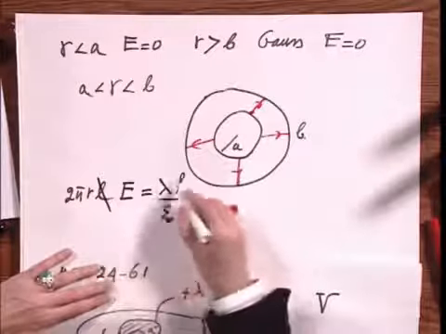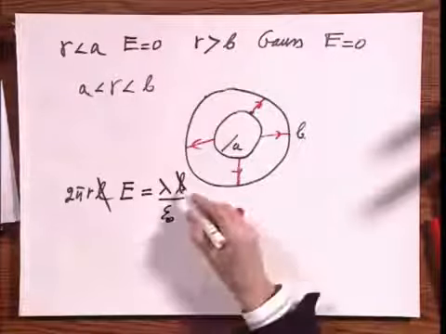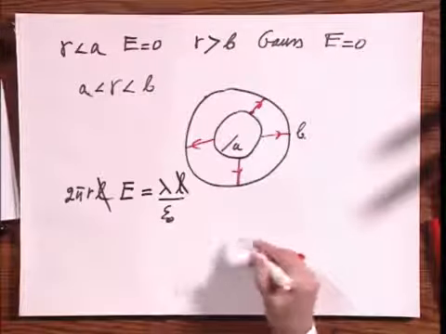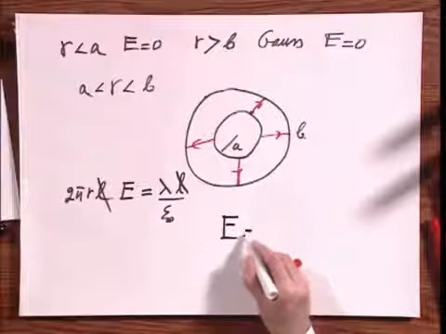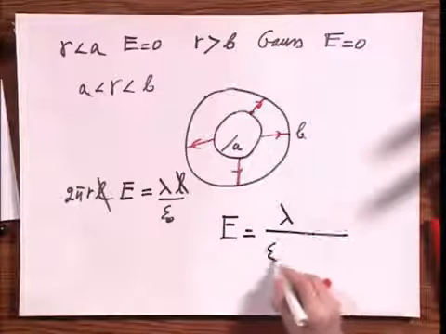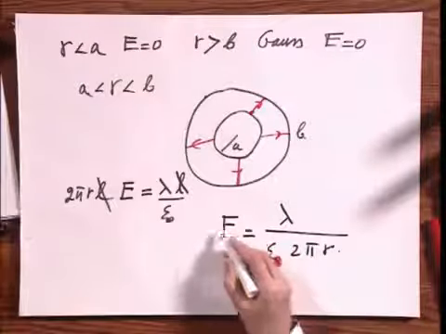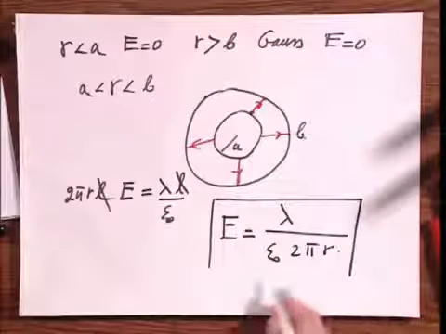And the L cancels, the L better cancel, because it would be absurd if the E field depended upon the length of my Gaussian box, and I find that E equals lambda divided by 2 pi epsilon 0 r. A very famous result. It's proportional to 1 over r. With a sphere, we had an electric field falling off as 1 over r squared. With a cylinder, we have an electric field falling off as 1 over r.